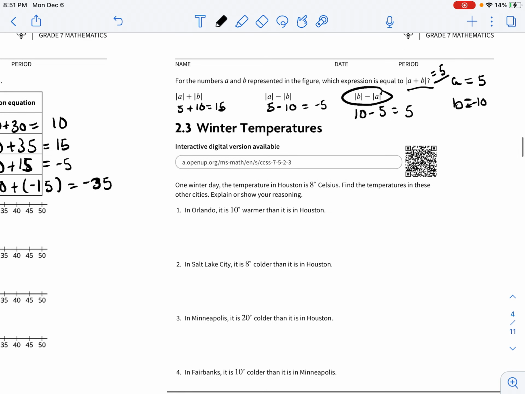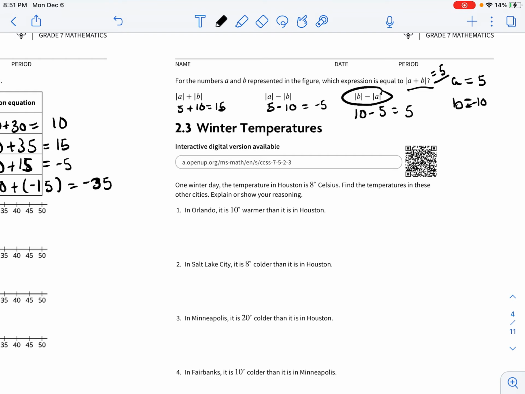Okay, so 2.3. Here we're going to do some more. We don't have number lines. You could draw one if you'd like. I'm just going to set this up and do it just writing out the steps. So once again, if a temperature is getting warmer, you're adding the temperature to it. If it's getting colder, you're going to subtract it.